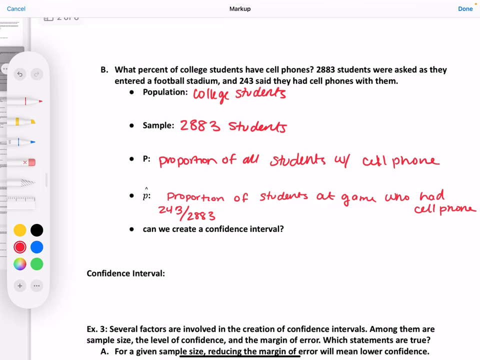All right, so can we create a confidence interval? So independence. Does one student having a phone affect another? No. So we're independent. Random? It could be either, potentially, because we don't know, so question mark. 10%: 2,883 students, less than 10% of all college students. Yes.